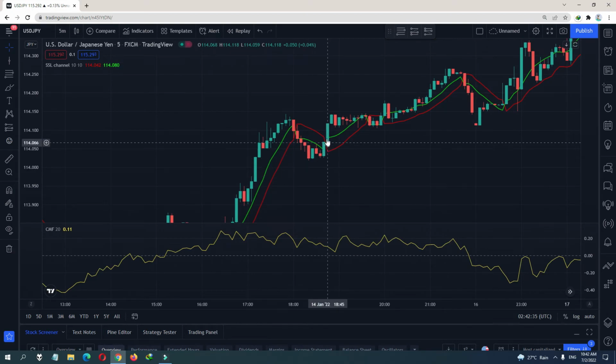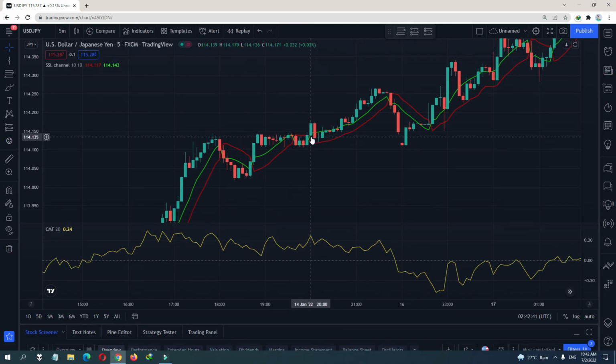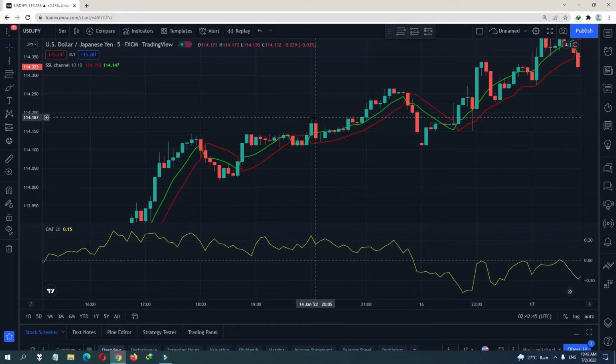So you have a buy here, and your stop loss is here. You have a buy here, and then you have a red candle here, so you can enter here. It's actually much better. You can enter here, and your stop loss is here.